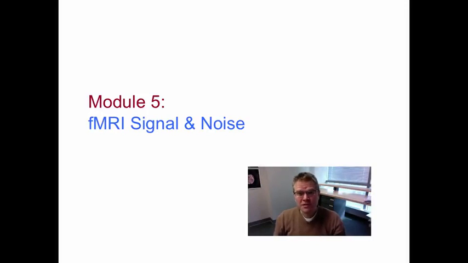Hi, in the previous modules we discussed how MR data is acquired and images reconstructed. However, so far we've focused on a single image. In this module we're going to transition to talking about functional MRI. We'll see how, by repeatedly acquiring certain types of images, we can study brain function. We'll talk about some of the characteristics of the resulting signal and also its noise properties.